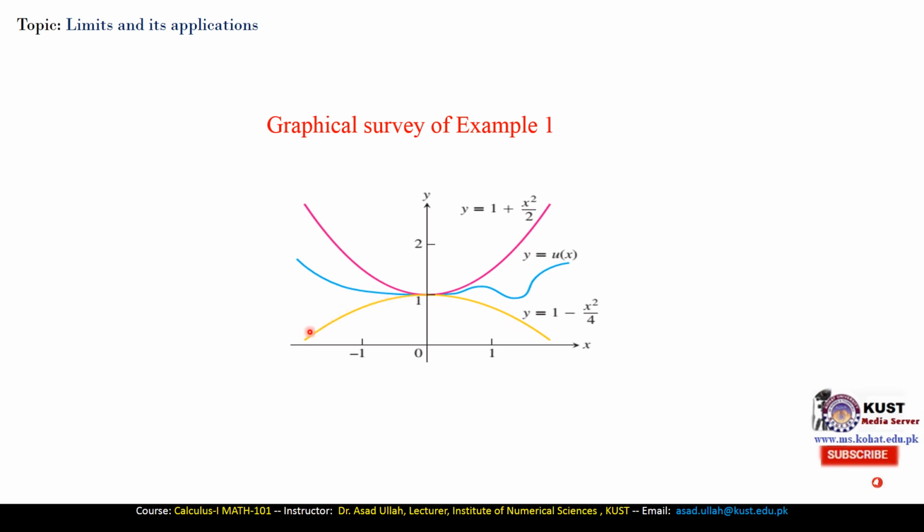It is the bottommost curve, and we will find the limit of the function y is equal to u of x. Since the limit of this function at the point x is equal to 0 is 1, and also the limit of this function when x tends to 0 is equal to 1, then using the sandwich theorem, the limit of this function at the point x is equal to c, you can see that this also equals 1.